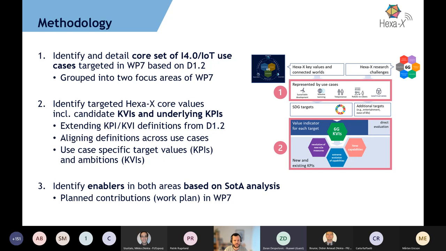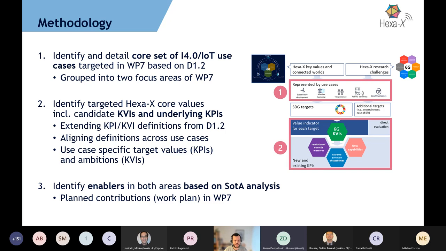Based on those use cases, we followed the methodology outlined also in Work Package 1 for KPI and KVI identification. So we studied the use cases and extended the KPI-KVI definitions based on those use cases. We worked on the alignment of the definitions across the different use cases and experiences or extreme experiences that were targeted. And we also looked into what could be indicators for key values, so towards the concretization of key value indicators from the Work Package 7 perspective.